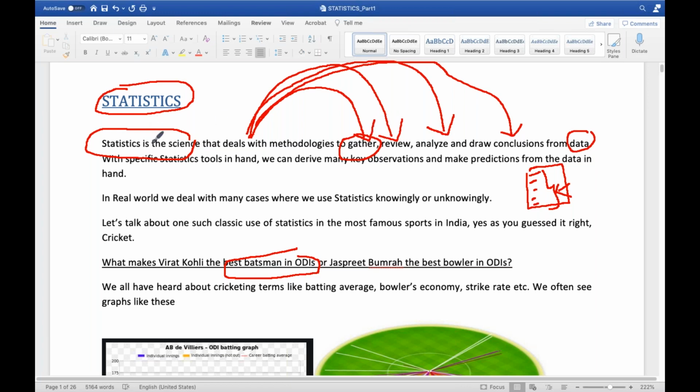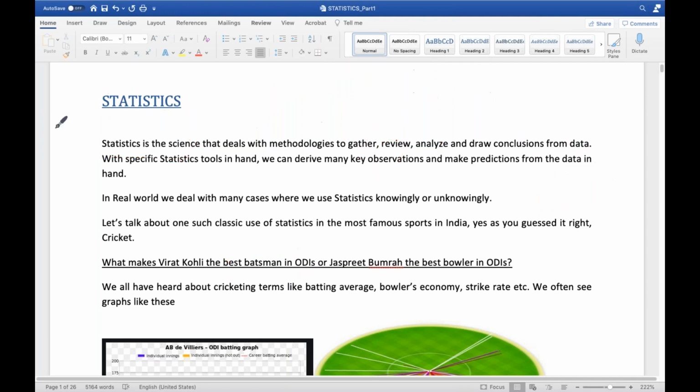So statistics is mainly dealing, based upon your problem, with gathering the data. Whatever data we have, we need to review it. Review in the sense of whether that particular data is valid or not. After that, the cricket players data we have, we need to analyze it. After that, we need to draw the conclusions. That is the procedure that we call statistics. I hope you understood, right?